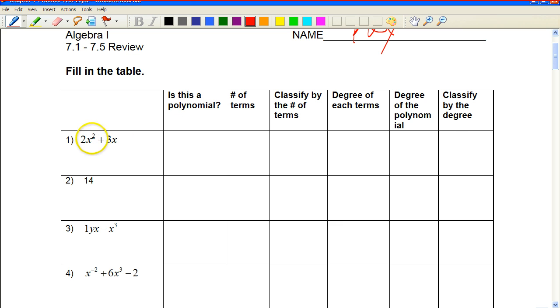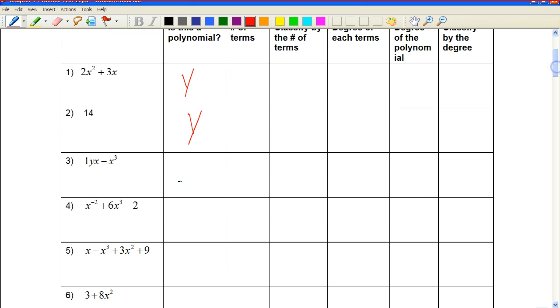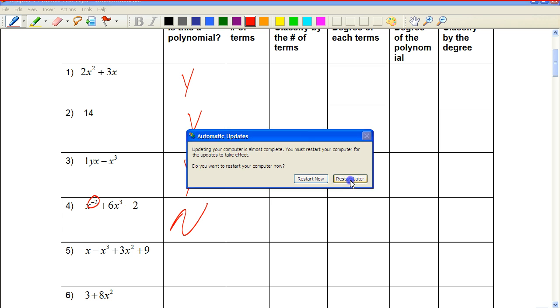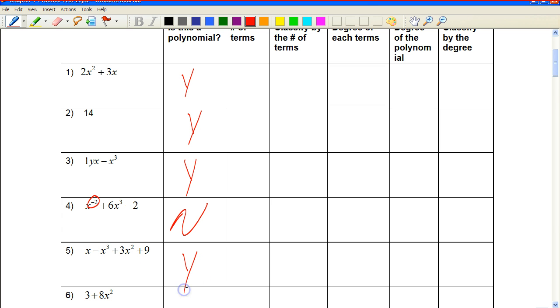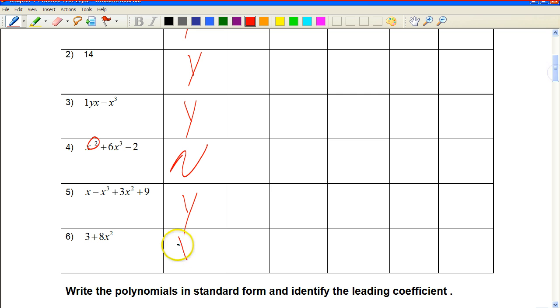Is this a polynomial? Yes, because we're not dividing by variables and we don't have negative exponents. Yes, polynomial. I'm going to go down this list. Yes, still polynomial. No, because we have that negative exponent. Yes, polynomial. And yes, polynomial.